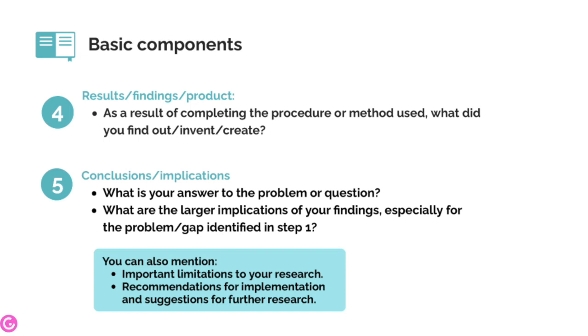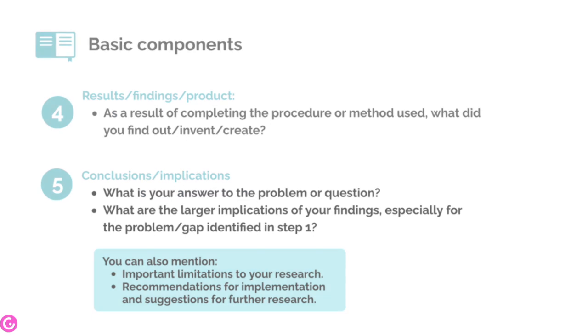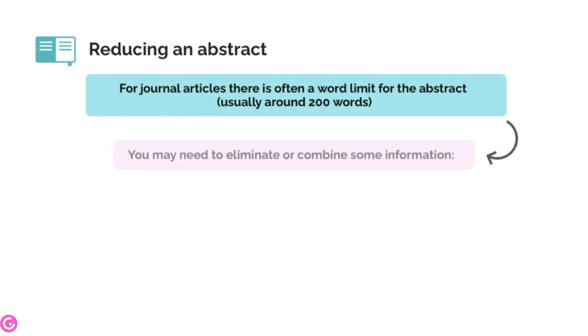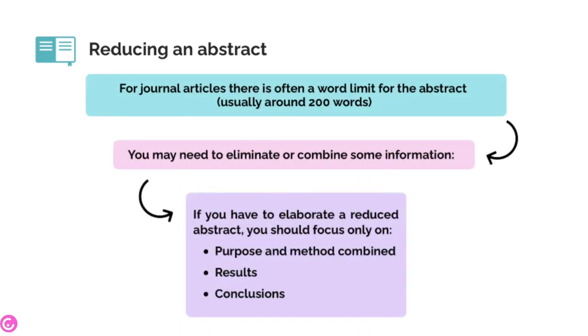Recommendations for implementation and brief suggestions for further research if your aim was to solve a practical problem that has not been completely solved. Reducing an abstract. Abstracts are usually written to be as brief and concise as possible. For journal articles, the editor often establishes a word limit for the abstracts that authors cannot exceed. An abstract usually contains around 200 words, therefore you may need to eliminate or combine some information.